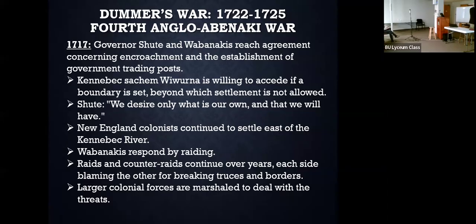So what happens? Well, in 1717, as I mentioned, Governor Shute and the Wabanaki reach an agreement. And the Kennebec session, you know, the Kennebec River up in Maine, right? He says, okay, I'll agree if you set up this particular boundary and hold it intact. Shute's response, and it'll sound aggressive, in some ways it is: we desire only what is our own, and that we will have.